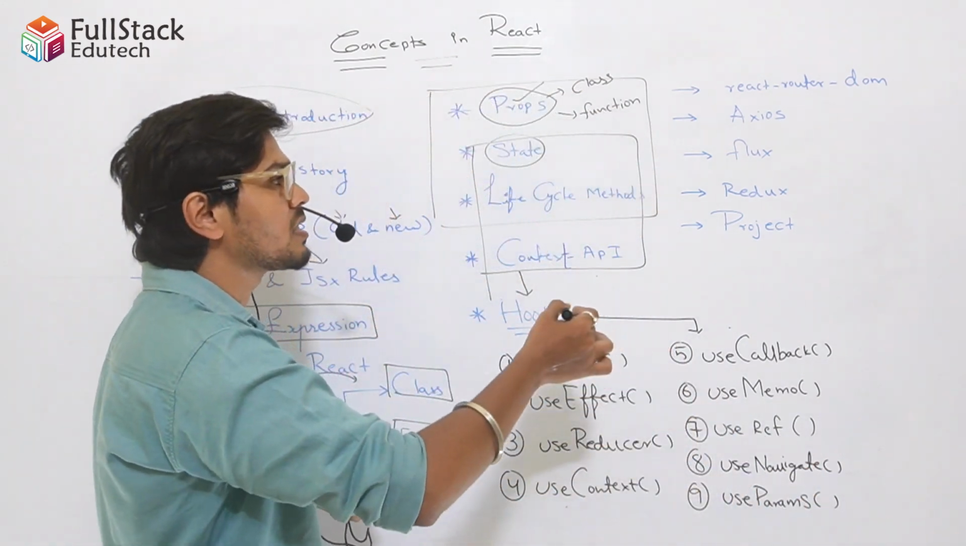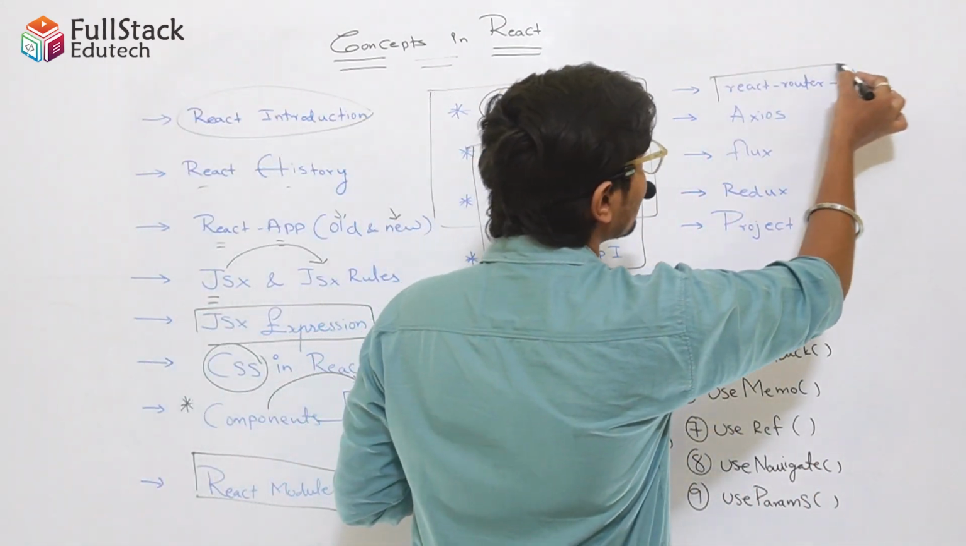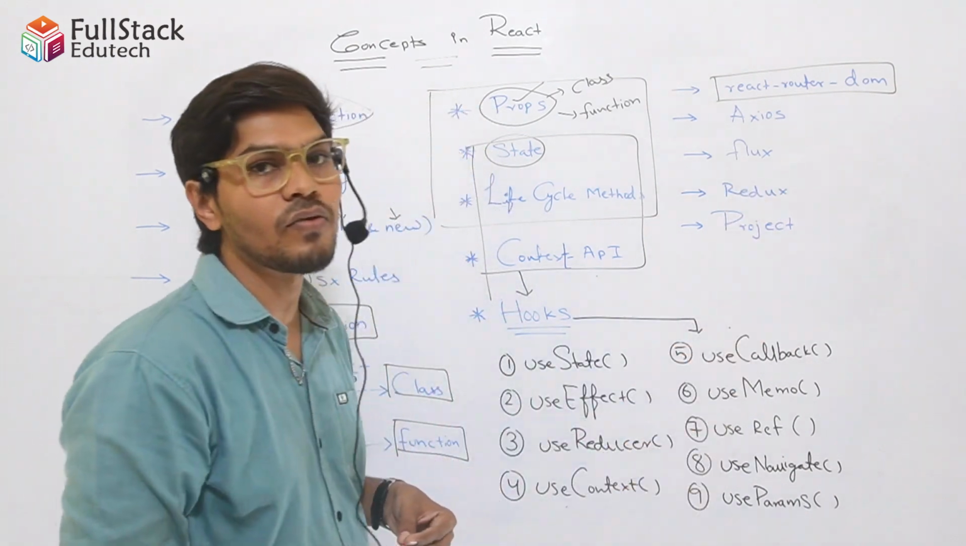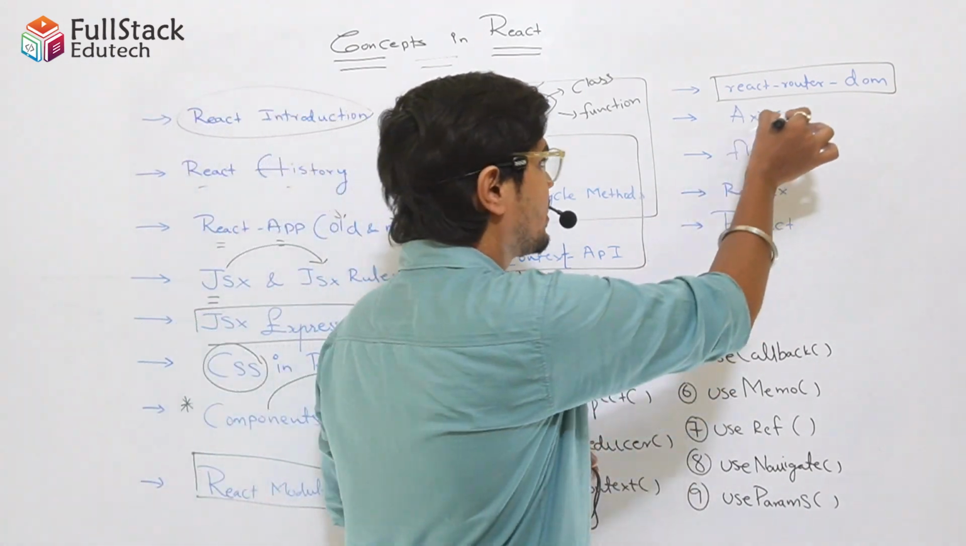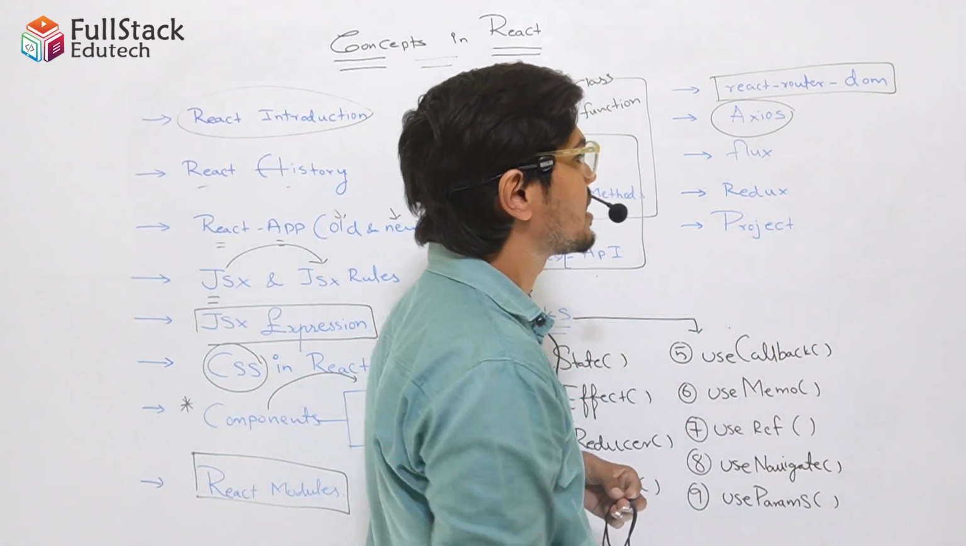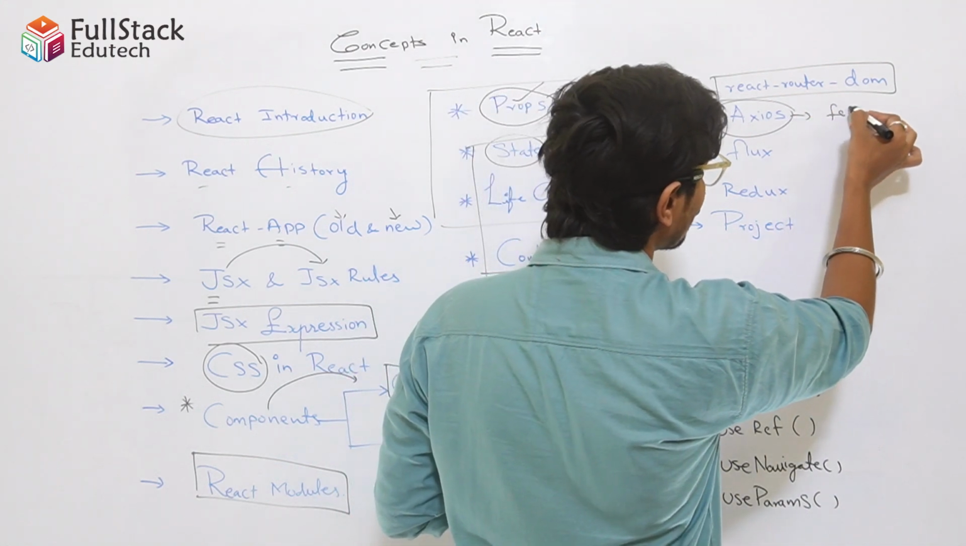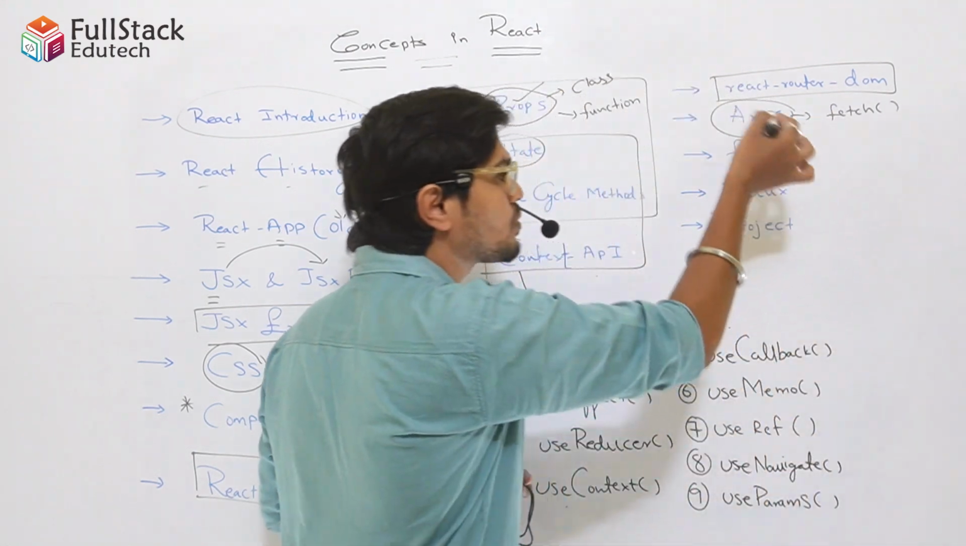After completion of this, we will go with React Router DOM. Then we will discuss Axios. What is the use of Axios? You may have heard about the fetch method, right? It works similar to the fetch method.